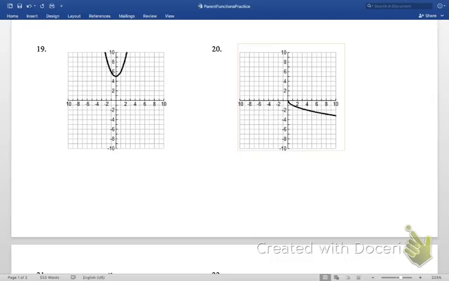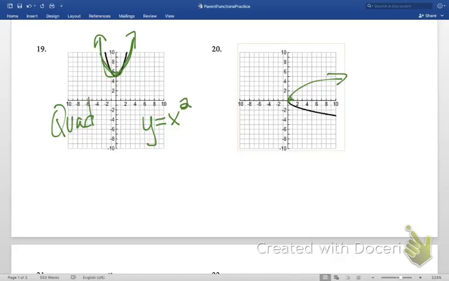So the first one, I notice it's a U shape. All right? U shape. Remember that U shape? That means it's a quadratic. And the quadratic is y equals x squared. Okay? 20. Well, they usually go up and to the right, but I guess it could be flipped upside down, right? So that's a radical or a square root. Let me write that as square root. Some people call them a radical function, but it's a square root, and that's y equals square root of x.